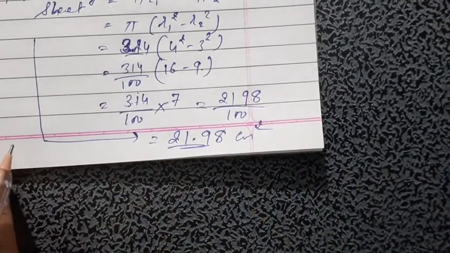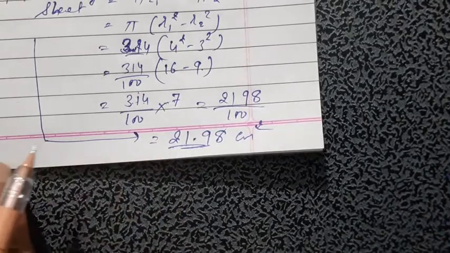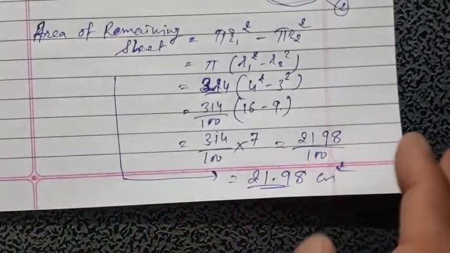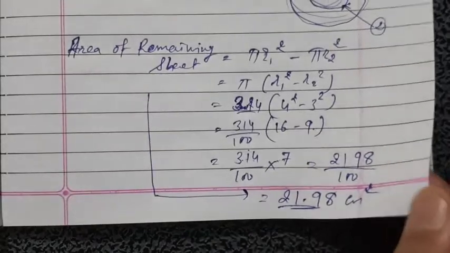Just write down the answer in a sentence. Okay, area of remaining sheet equal to 21.98 centimeter square.